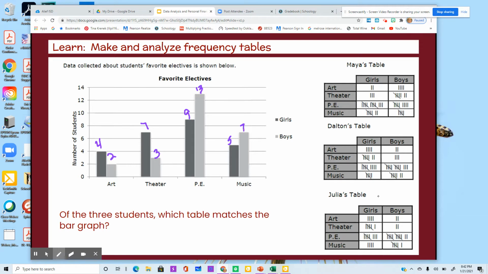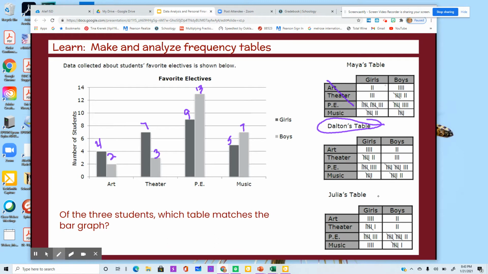The girls are the dark, the boys are the gray, and then you're just going to match it to the tally marks. So if I look at art, 4 girls versus 2 boys, this one has 2 girls and 4 boys, so Maya's table can't be correct. Here we have 4 girls and 2 boys. Theater would be 7 and 3. We have 7 and 3. PE looks like 9 and 13. And music would be 5 and 7. So Dalton's table is the one that matches the graph correctly.